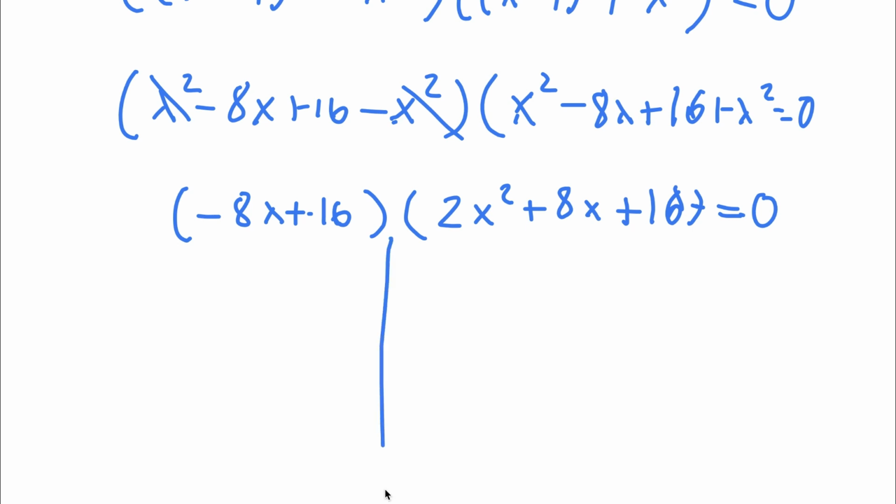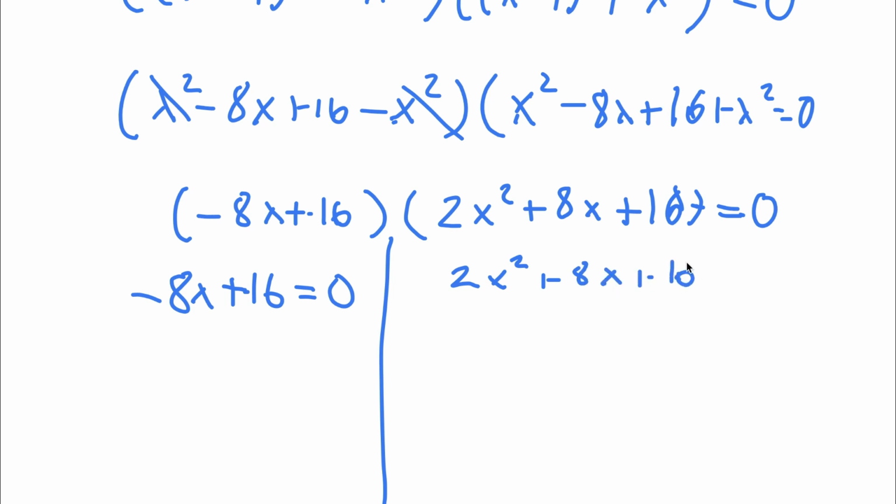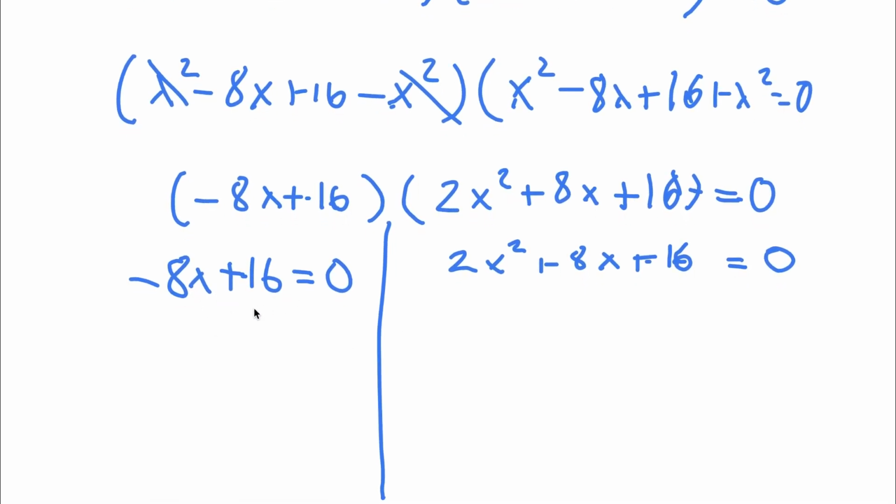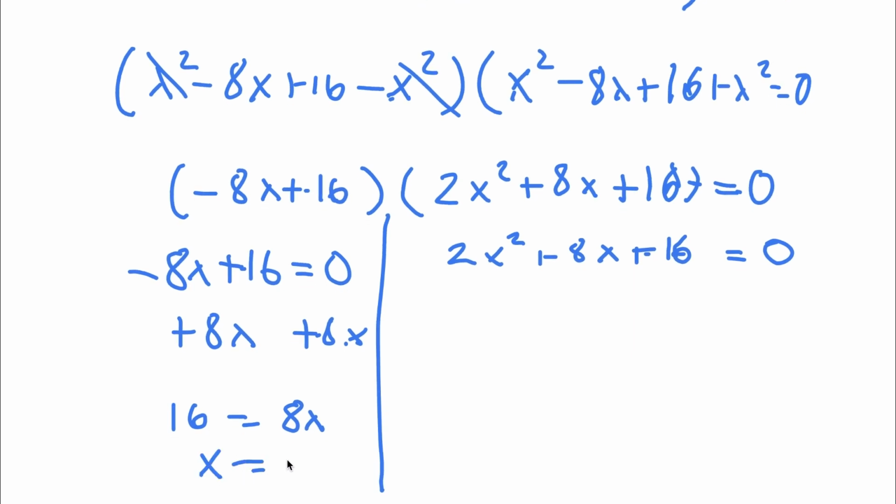So now this gives me two equations. I have −8x + 16 = 0, and I also have 2x^2 − 8x + 16 = 0. For −8x + 16 = 0, simply add 8x on both sides. So I'm going to have 16 = 8x, meaning x = 2. So this is one solution of x.